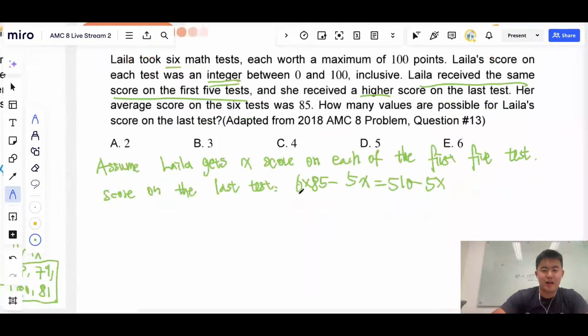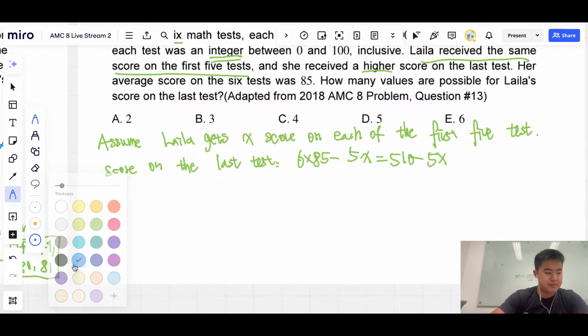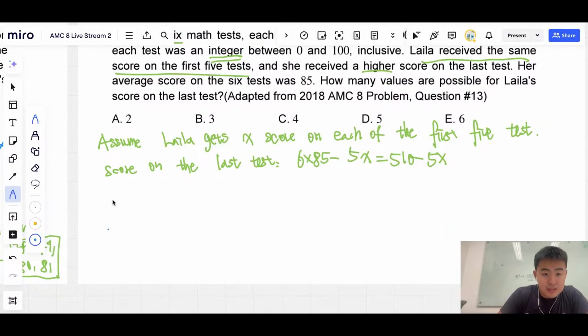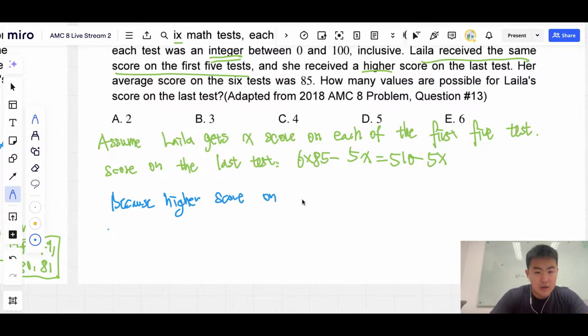Now let me use a different color to denote the start of our second step. Because we get a higher score on the last exam. So it says higher score on the last test. Okay, since higher score on the last test, then x, sorry, let me write it better. x must be less than 85, right? Why?